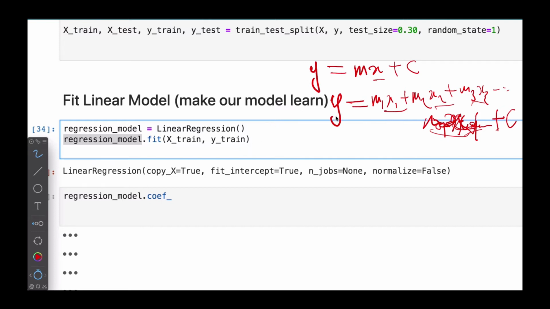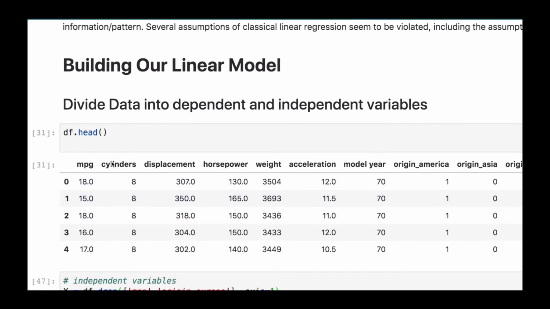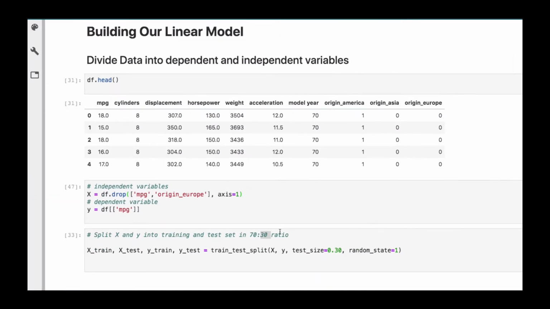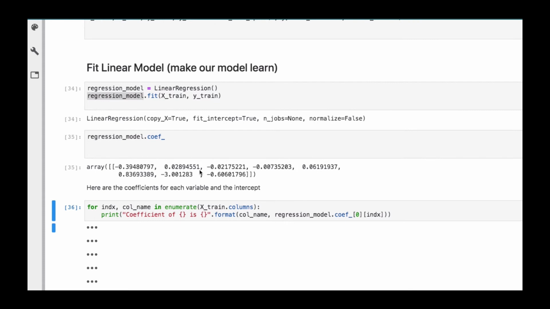In order for us to get this m, which is the coefficients, we use coef underscore over here to actually get the coefficients of the various columns that we have. So we're going to have coefficients of cylinder, displacement, horsepower, weight, acceleration, all the way to the last one. So let's see the output of that. Okay, so these are some of the coefficients that we have over here.